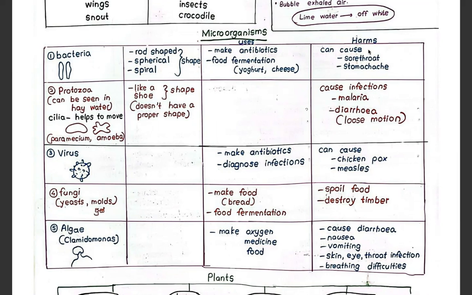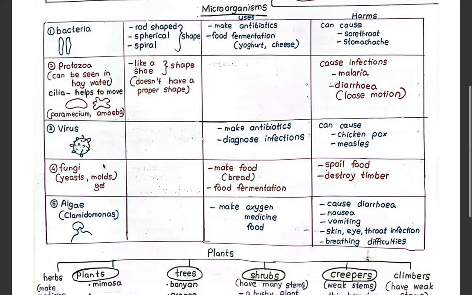Then what are the harmful effects of protozoa? It can cause malaria and diarrhea. Diarrhea means loose motion, right? What do you mean by diarrhea? Loose motion. Then let's have a look at virus.